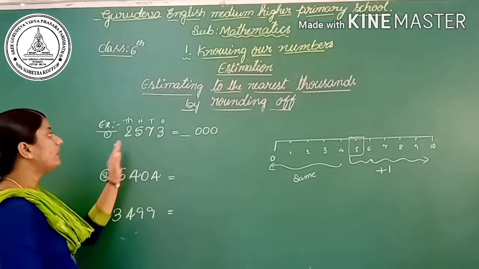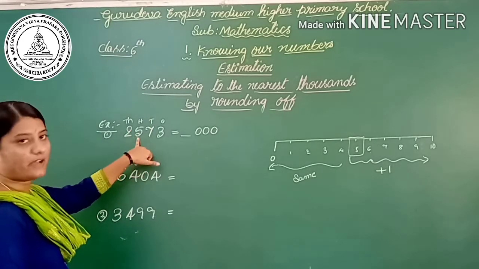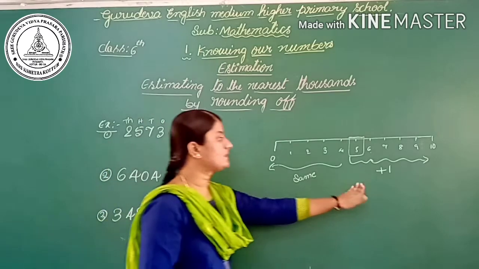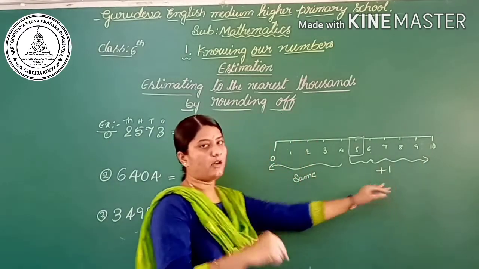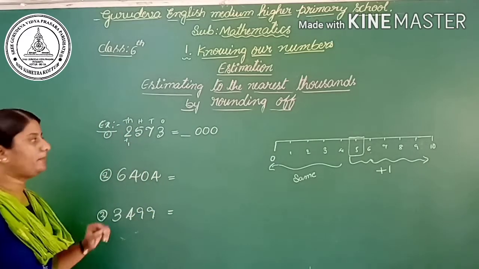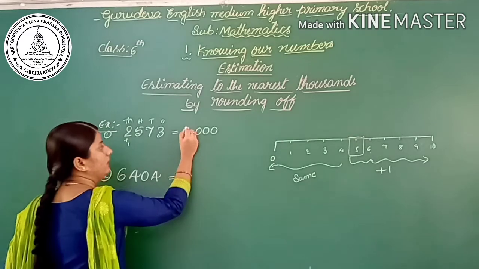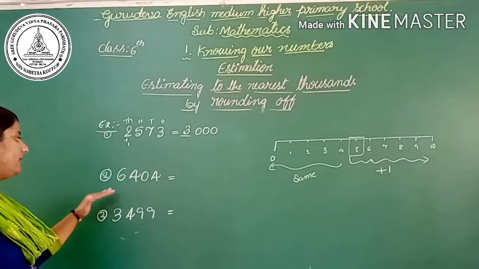Okay, then take the immediate place as the reference point. Here there is a 5. 5 is closer to the 10. So we should add 1 to the 1000 place. Here there is a 2. 2 plus 1 is 3.